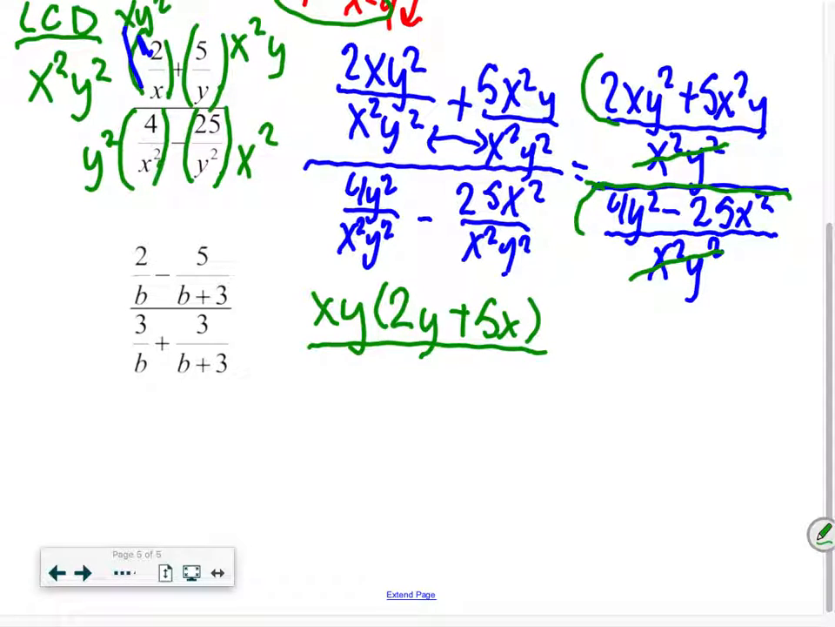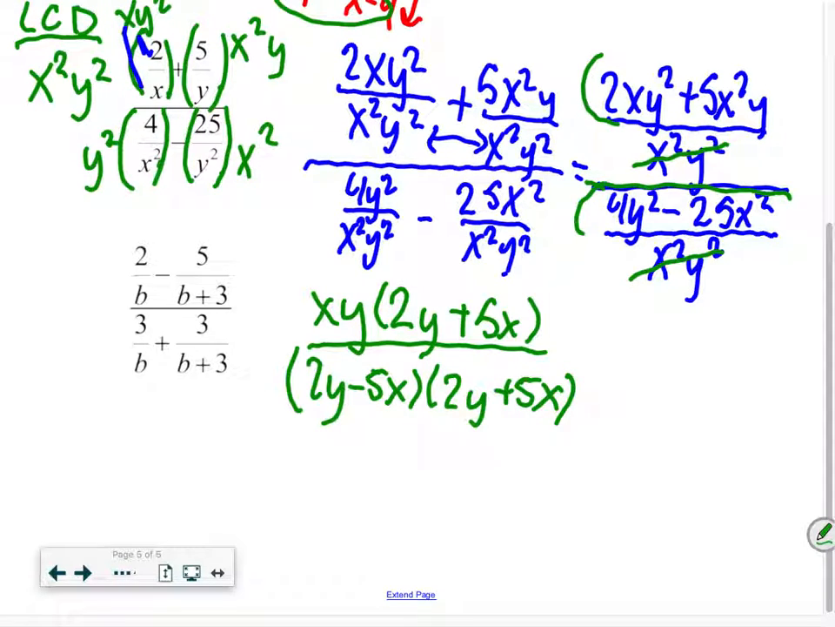Over, okay. Your bottom part is 4y squared minus 25x squared. Do you think I can get it to be 2y plus 5x? Yes, you can do it. Is 4 a perfect square? Yes. Is y squared a perfect square? Is 25 a perfect square? Is x squared? Yep. So 2y minus 5x, and then the other one would be 2y plus 5x.